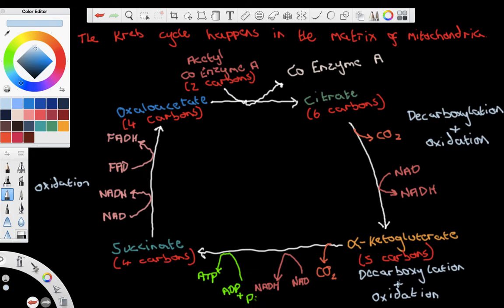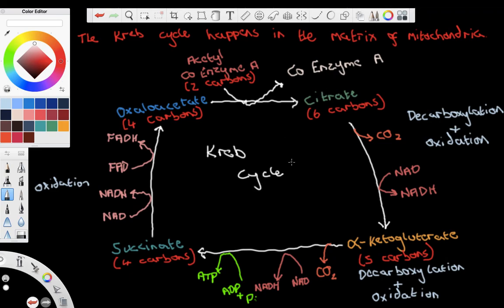Alpha-ketoglutarate is decarboxylated, carbon dioxide is removed from it, it is oxidized, it gives a hydrogen to NAD to form NADH, and ATP is produced in the process to turn it into a 4-carbon molecule known as succinate. Succinate is then oxidized by NAD to form NADH and FAD to form FADH to form oxaloacetate again. Okay? This is known as the Krebs cycle.